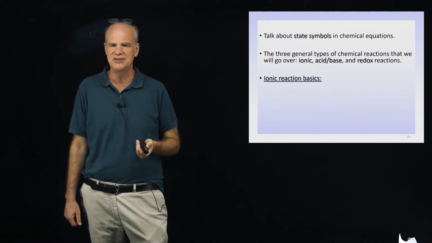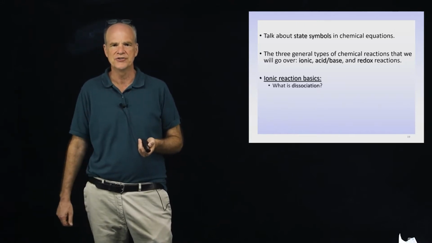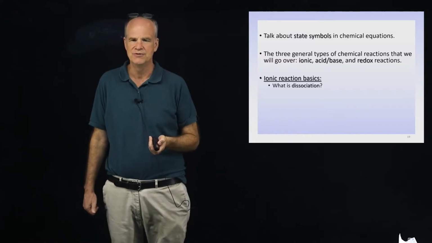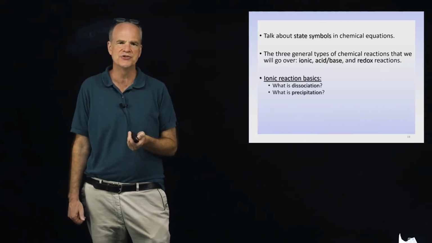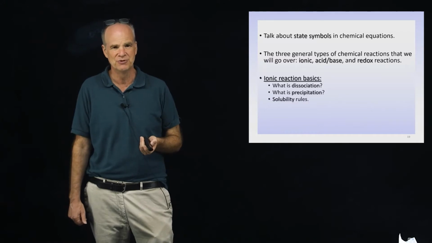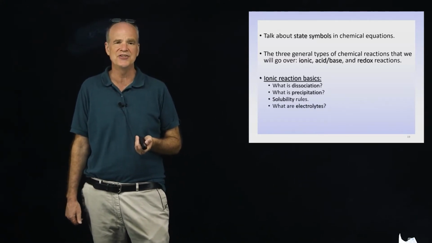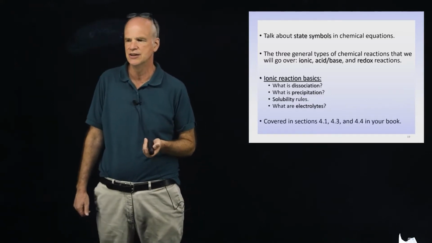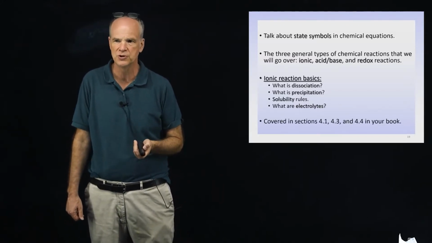But really we're going to need some preliminary information to understand ionic reactions. One thing we need to go over is what dissociation is. That's a very important concept in ionic reactions. Then I need to explain what precipitation is, and then talk about the solubility rules for compounds. That's a fair amount of work. The last thing I'm going to go over is what electrolytes are. All these are covered in sections 4.1, 4.3, and 4.4 in your book.